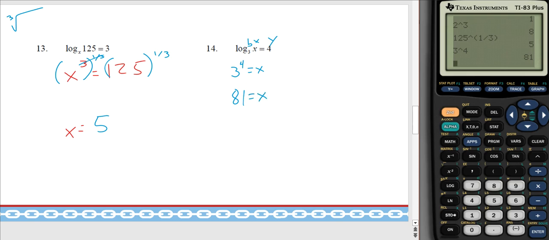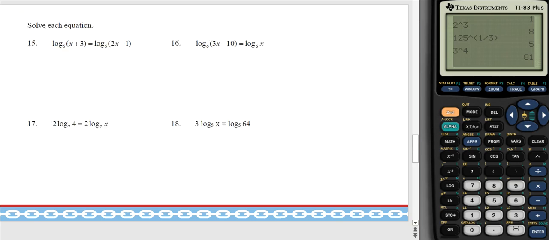Right, so that's going to be the end of the change the form strategy for a bit. 15 through 18, looking to solve. And when you have a logarithm on both sides, changing the form is not going to help you. But what we do have here in the first couple, right, they both are log 5 and log 5 on both sides of the equal sign.